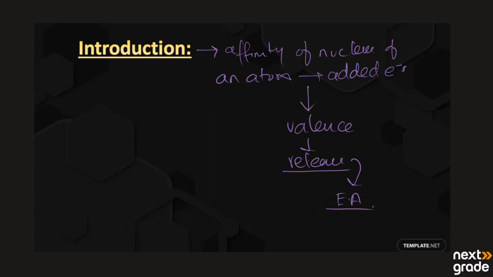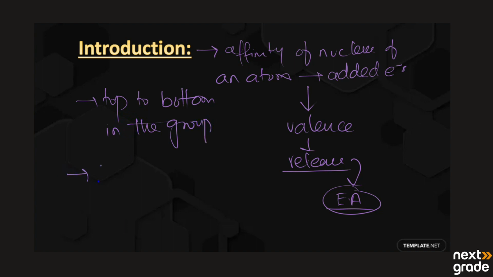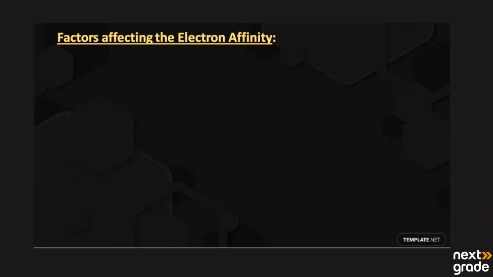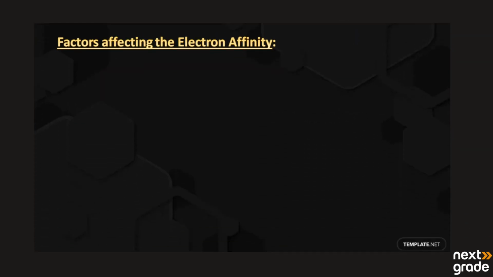There are many factors that affect the electron affinity when we move from top to bottom in the groups, as well as when we move from left to right in the periods of the periodic table. So let's have a look at these factors. Basically there are four factors that can affect the electron affinity. The first factor is the nuclear charge. Nuclear charge is the positive charge on the nucleus.